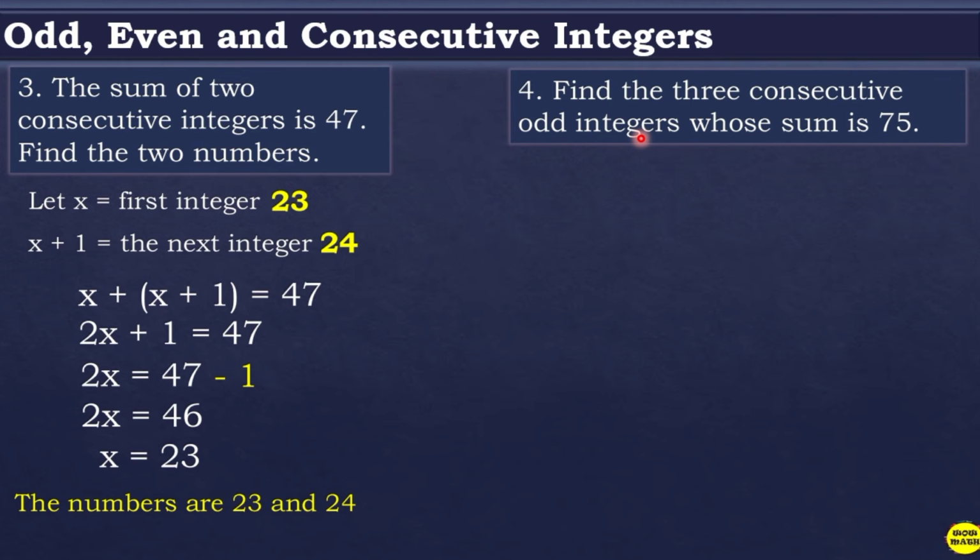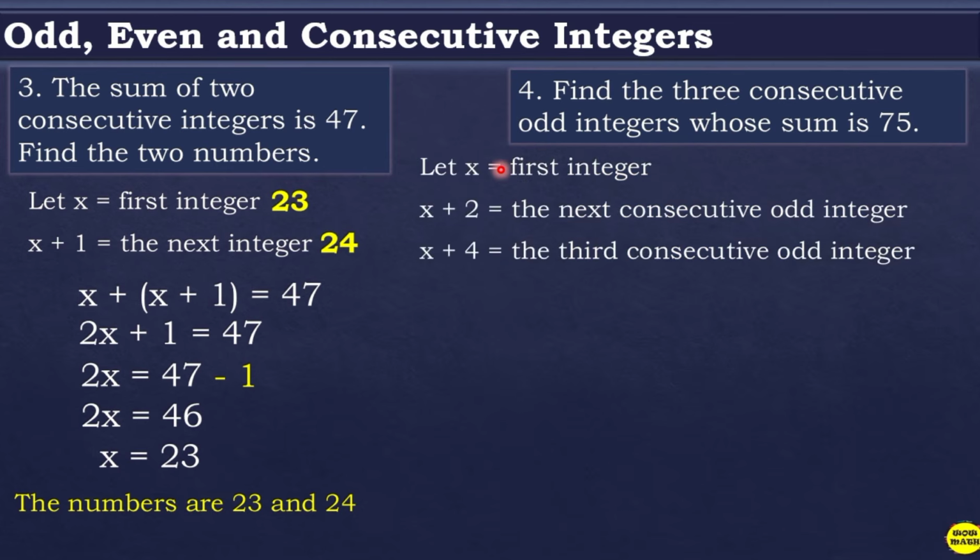Dapat daw yung tatlong consecutive odd integers mo, ang sum niya ay 75. Okay, so ito ang hahanapin natin. Ano kaya yung tatlong consecutive odd integers na kapag inadd natin, ang result ay 75. So, we will be looking at those three consecutive odd integers. So, let us represent. So, your x here is your first integer. Okay? So, ito yung first integer mo.